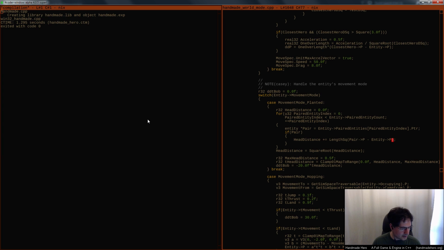Could you use the entity pairing concept for a vehicle-occupant relationship like an airship and its passengers? And if so, how would movement work on it? In our system, probably not at the moment, because we already have the concept of standing on. So you would probably just have them standing on the traversable points that are on the airship.